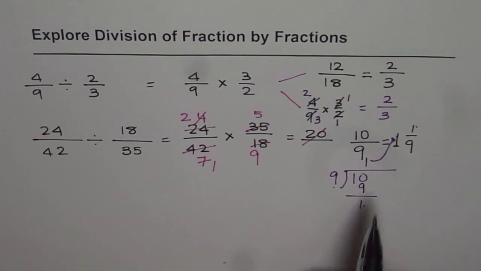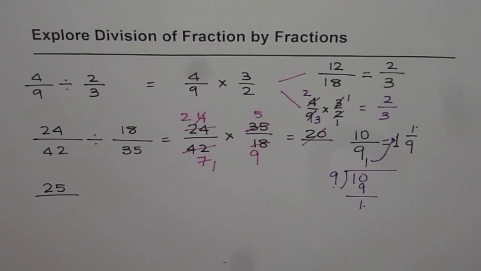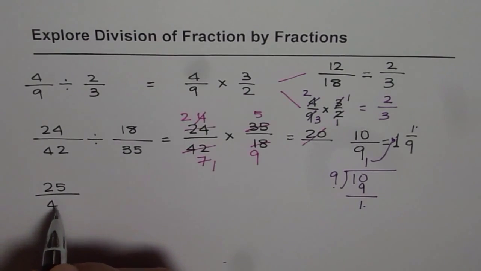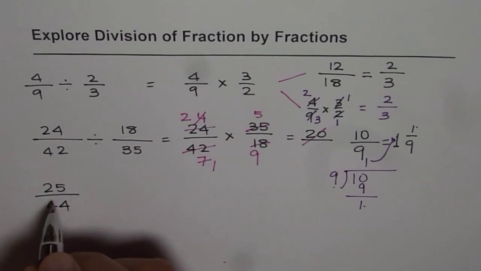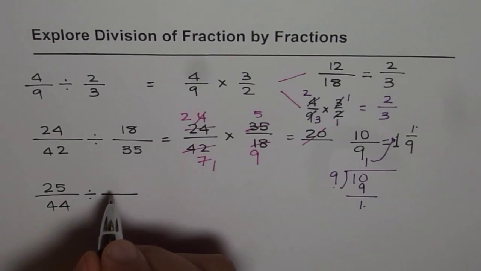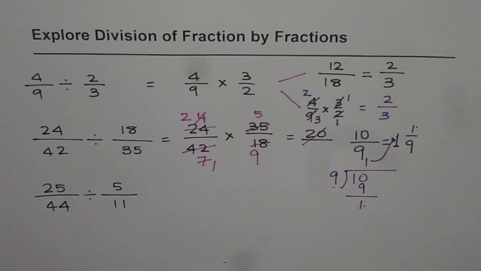Now let's take another example, and I'd like you to pause the video, solve this question on your own, right? And then check with my answer, correct? So this time we'll take 25 over 44, this is the first fraction, dividing this fraction by another one, which let us say is 5 over 11, right? It's a very simple example for you to do. Pause the video, try it yourself, and then check with my answer.